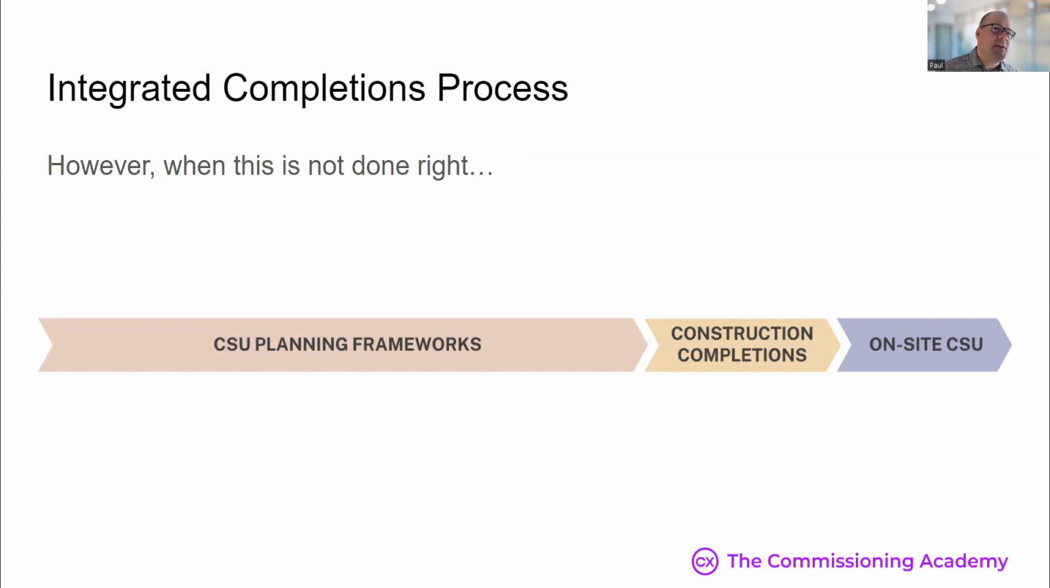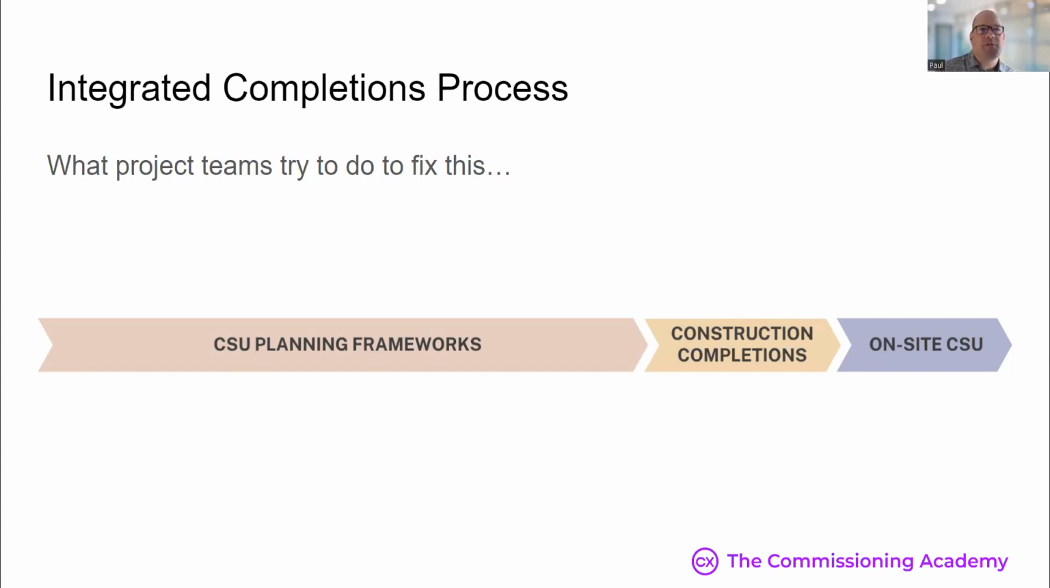However, when you're missing these integrated completions processes, it may seem like you're making progress on your projects until on-site commissioning starts, right? And then nothing works and things are missing and there's constant delays. You're losing time during commissioning and you're scrambling to get things finished at the end. You're faced with costly delays and you end up with cowboy commissioning. That summarizes pretty much most projects, doesn't it?